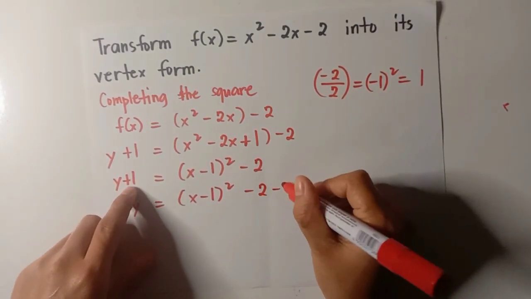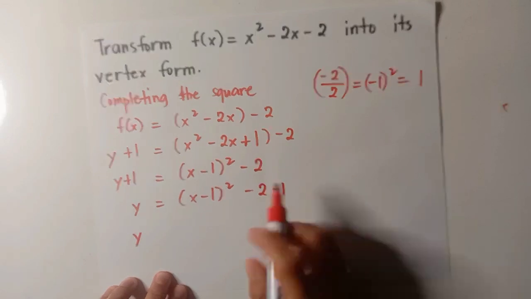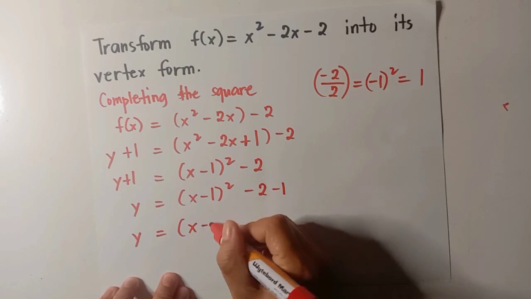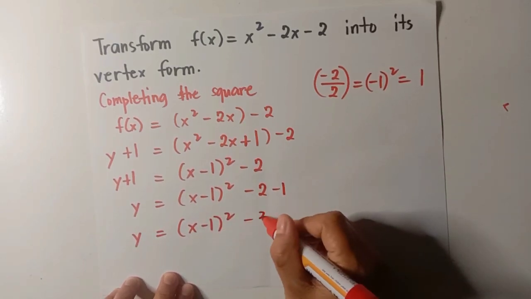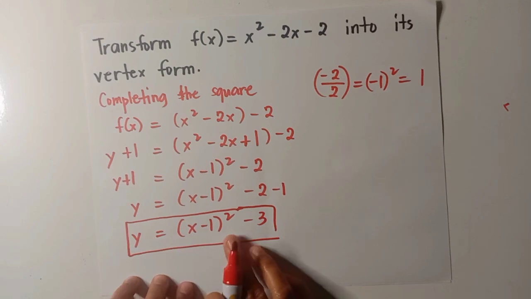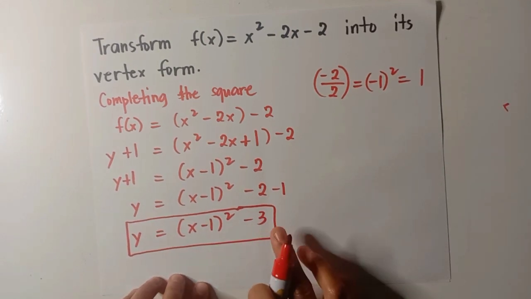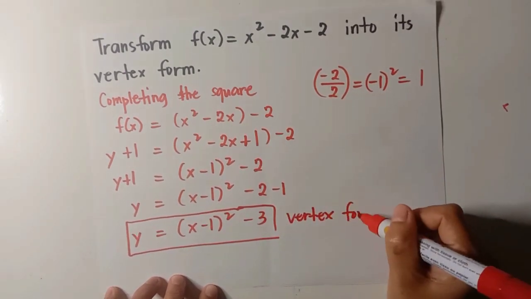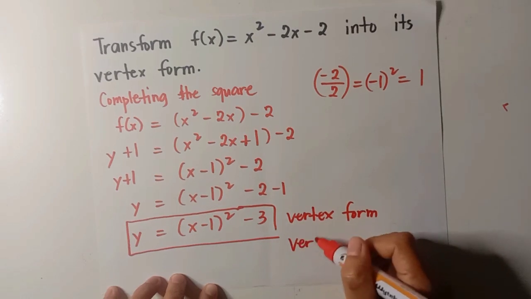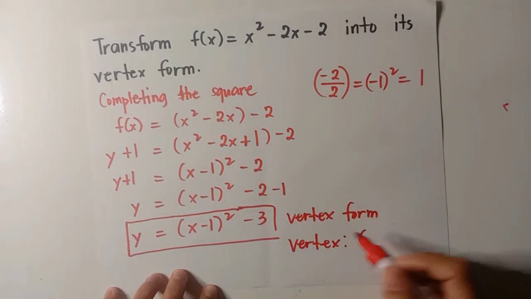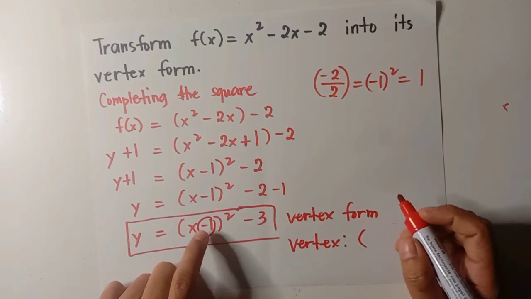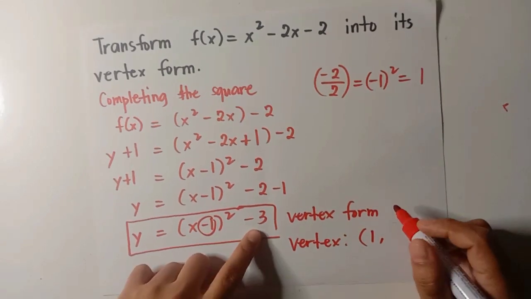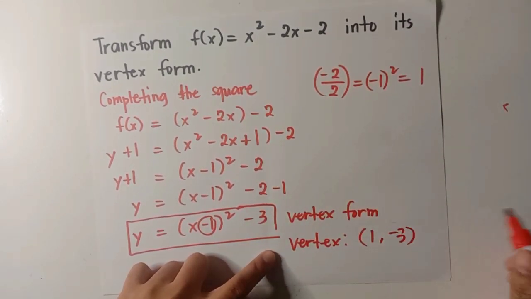Then this will become negative 1. And we are going to simplify this negative 2 and negative 1. So it becomes negative 3. Hence, y equals the square of x minus 1 minus 3. So this is the vertex form. And if we are going to find the vertex, we will just get this one: negative 1 becomes positive 1, and then just copy negative 3.